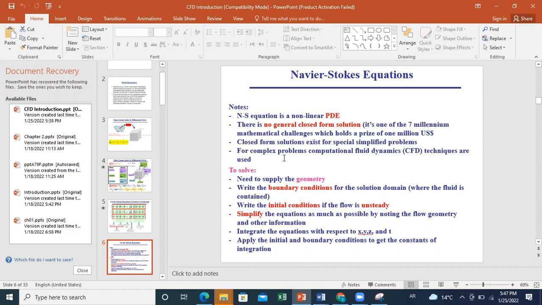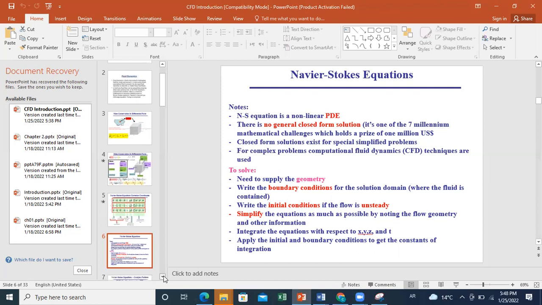Now, once you simplify your problem, you select the models that you will use, the energy models, the turbulence models. So you can start to perform, if you want to try an analytical method, if you were able to simplify to a large extent, you can try to integrate analytically and to find the solution. And if not, if the problem is still complex, you can go to numerical techniques. And you should apply appropriate initial and boundary conditions to solve your problem and to get your constants of integration.